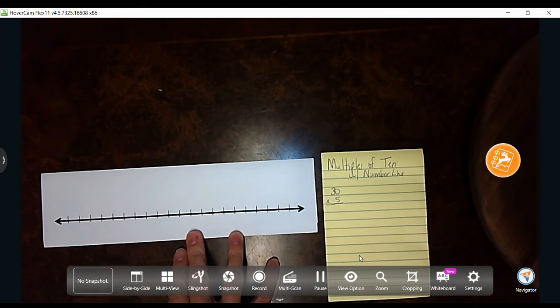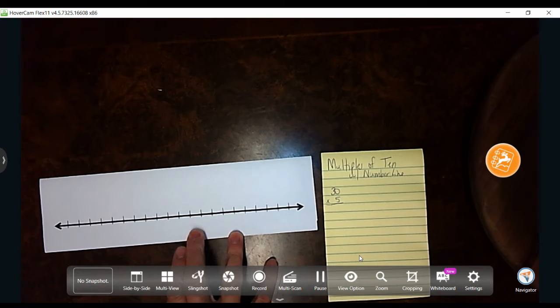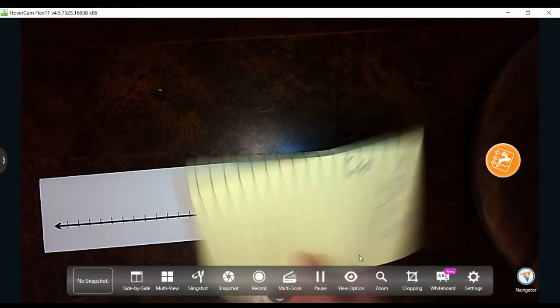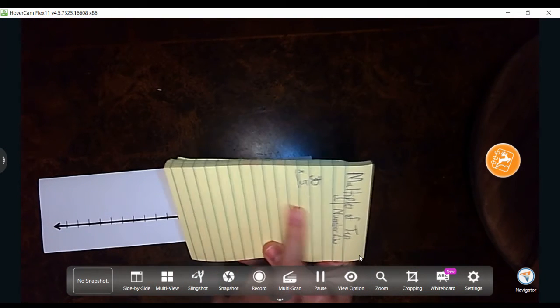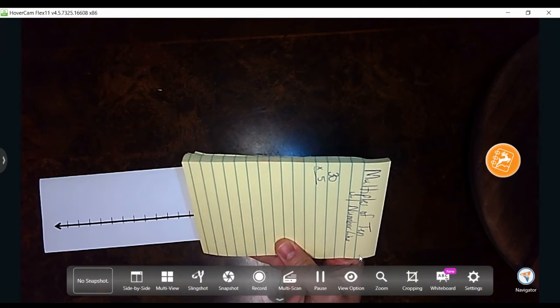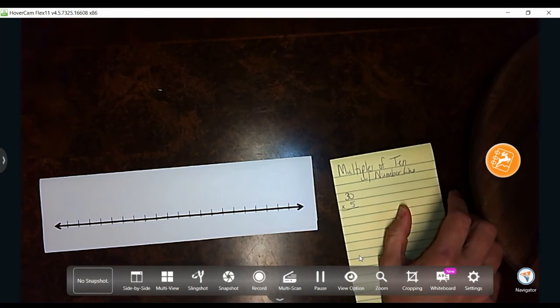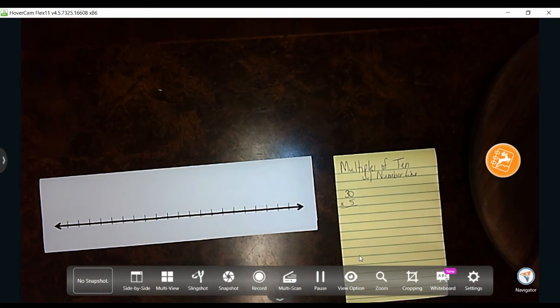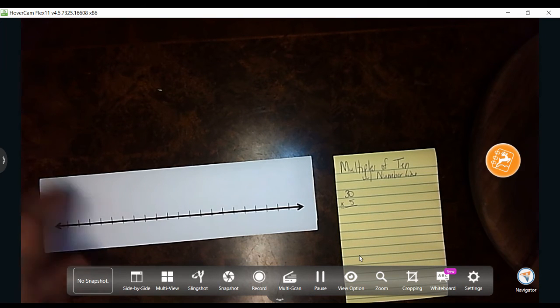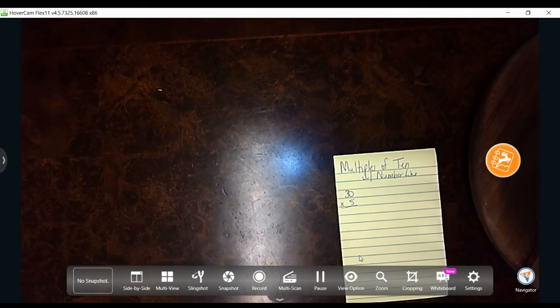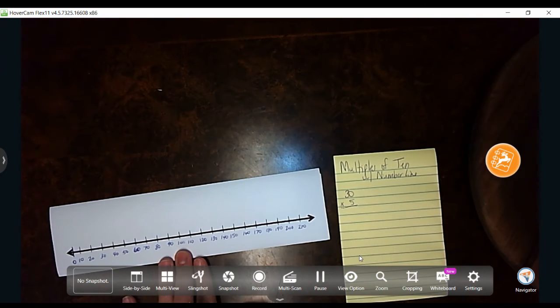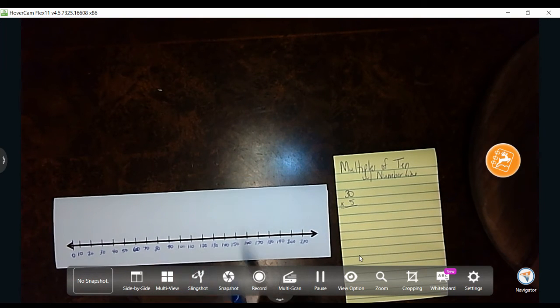So if we use a blank one, and you can just make this at home on a piece of lined paper, if you turn it sideways so your lines are like this, you can draw it here, and then your spacing is already done for you, so you can make your ticks. You can make it starting with any number that you need to. So I have created one for us today. That's multiples of 10, so it's increasing by 10. I've started with 0, and I've gone all the way to 210, going by multiples of 10.